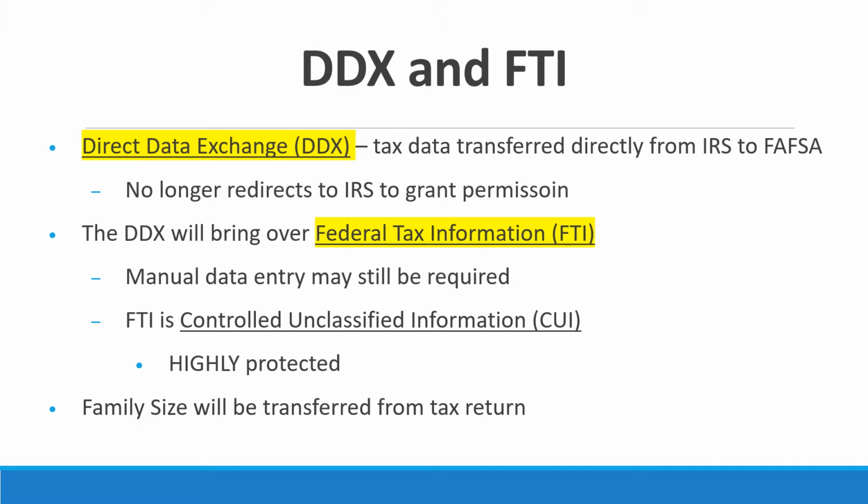New this year is the Direct Data Exchange. This is where your tax data is transferred directly from the IRS to the FAFSA. You're no longer going to be redirected through the FAFSA process. You will grant permission originally while completing the FAFSA, and that data is automatically transferred from the IRS to the FAFSA. It is considered controlled unclassified information. It's highly protected, and colleges are required to keep that information secure.